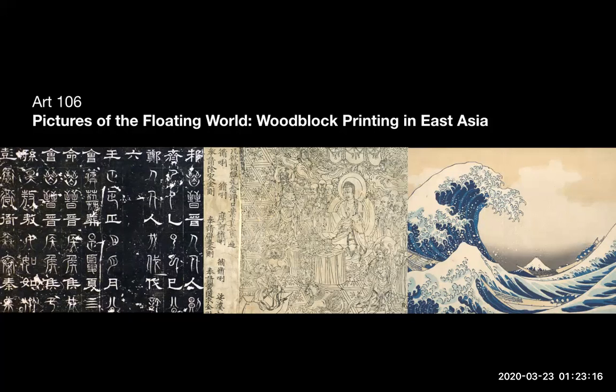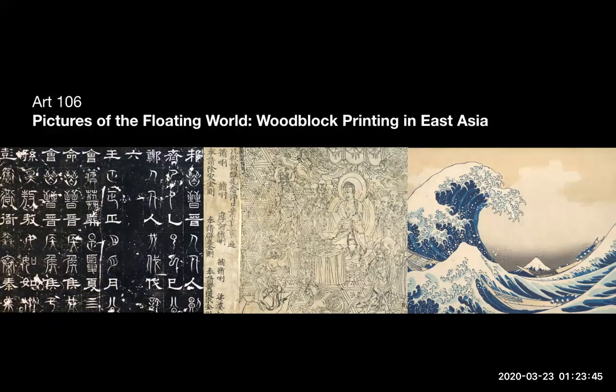In this lecture, we will look at the technology and the art of printmaking from the perspective of East Asia, where printing was invented. We are going to talk about a specific type of printing, so-called woodblock printing, which used to be the dominant way of mass reproducing texts and images in East Asia.